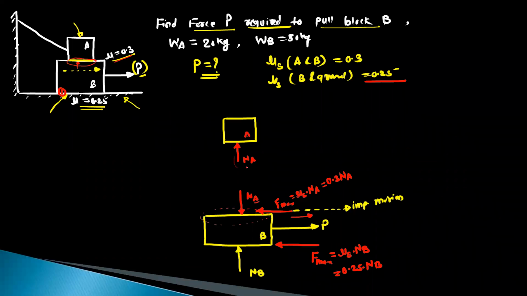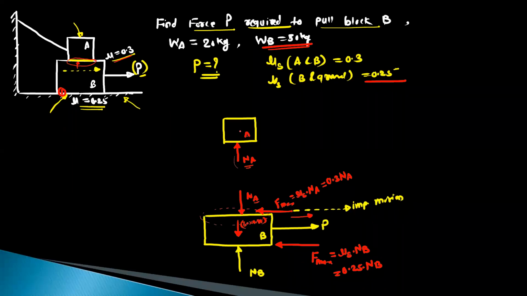Now consider the block A. The normal reaction we have already shown. Sorry, one force is remaining in this free body diagram. It is the weight of the block B, which is 30 kg. It will act exactly in the downward direction. So this is 30 into 9.81. You have to consider the force in Newton, as it is given in kg. So 30 into 9.81 is the weight force.